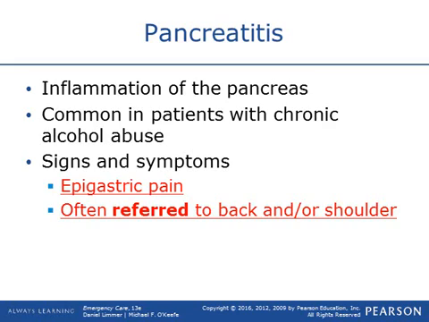Pancreatitis, inflammation of the pancreas, is common in patients with chronic alcohol abuse. They generally have epigastric pain, and it's referred to the back and the shoulder. So somebody who's been on some heavy drinking binges, having epigastric pain and back pain, is generally going to be pancreatitis.